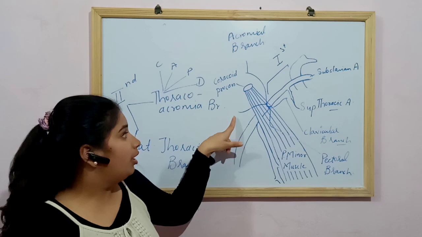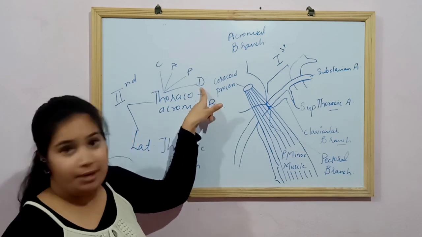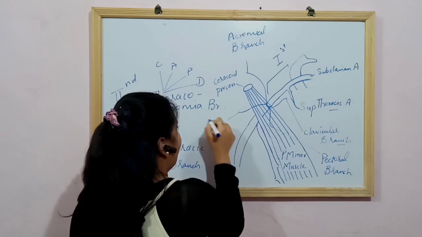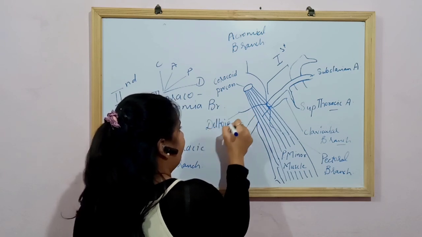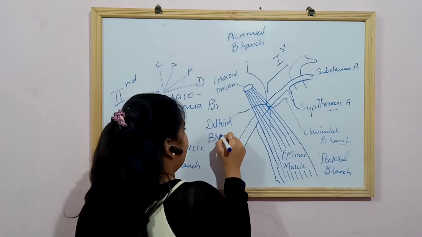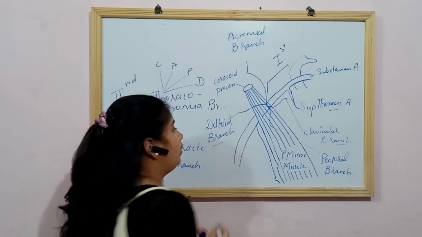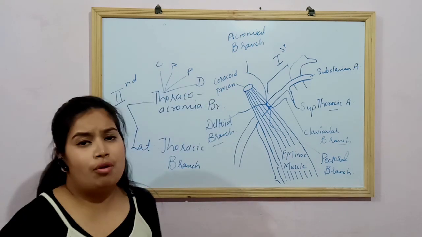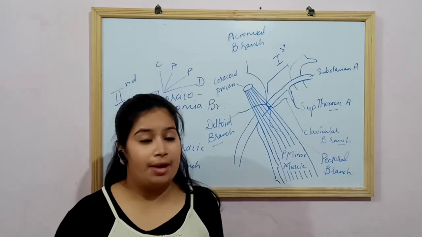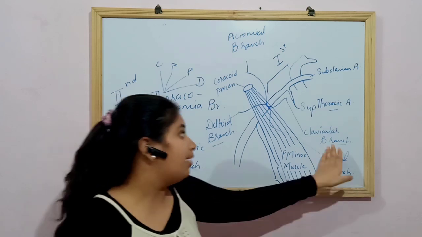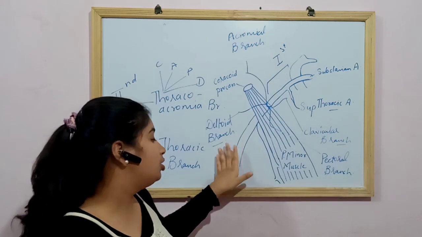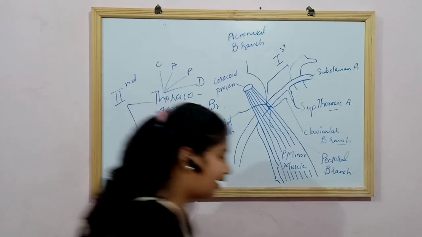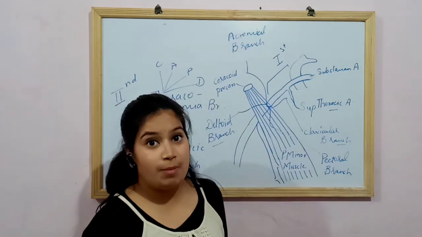Proceeding towards the remaining deltoid branch. This one is your deltoid branch, supplying oxygenated blood to the deltoid muscle and the surrounding muscles. So to remember the branches of the thoracoacromial artery, these are the clavicular branch, acromial branch, deltoid branch and the pectoral branch. I have a mnemonic, that is, cadavers are dead people.